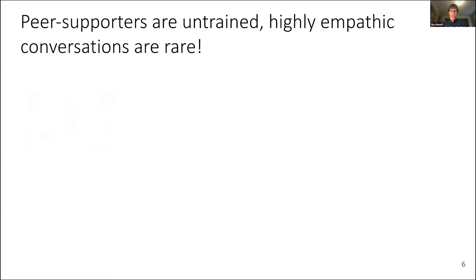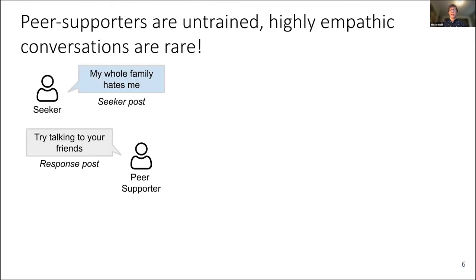Now, we have these peer supporters, and these are really amazing people that volunteer and try to use their time and energy to support others. But it turns out support is really challenging, and most peer supporters will be untrained. And I will show you later some evidence that highly empathic conversations are actually quite rare. Empathy is highly nuanced, and expressing empathy requires a lot of expertise and training. So you will find lots of posts that are maybe a missed opportunity, where people have the best intentions and want to support, maybe saying, hey, maybe you should try talking to your friends. That's often not considered a particularly empathic response because you jump to solving the problem for somebody else before acknowledging it or validating it and showing empathy.